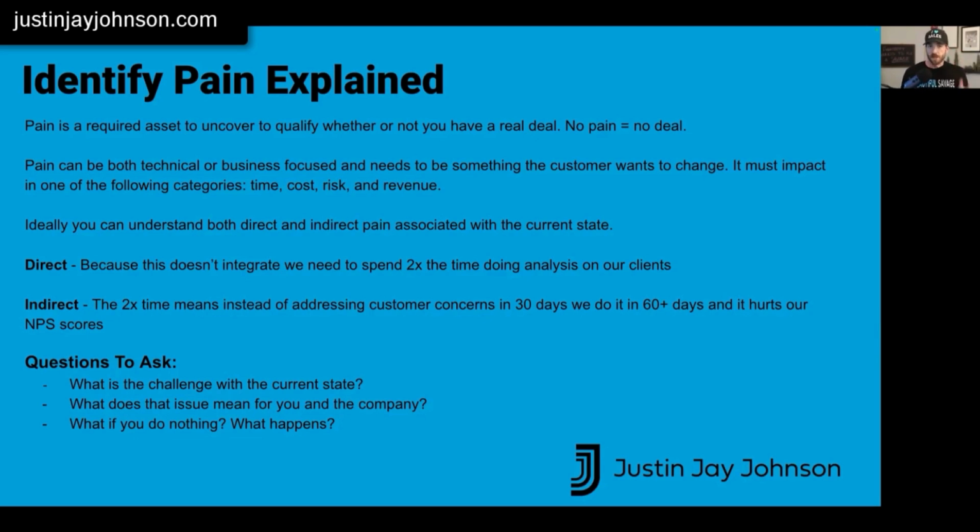So this is how you think about identifying the pain. And here are a couple of questions to ask. Hey, what's wrong with the current state? If it ain't broke, don't fix it, right? So get clear on what's wrong with it. What does the issue mean for both you, the person, and the company? And then pressure test. What happens if you do nothing? How big of a problem is this?